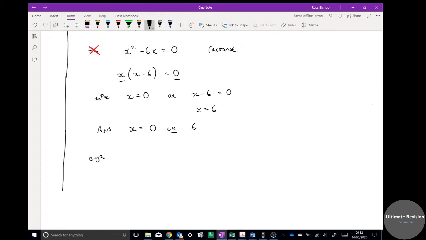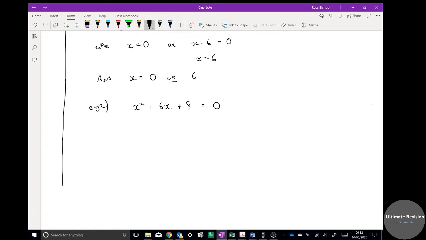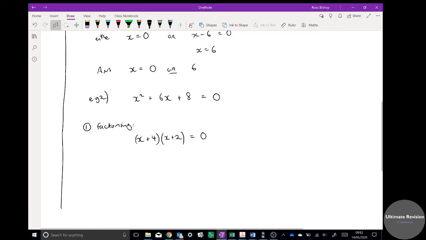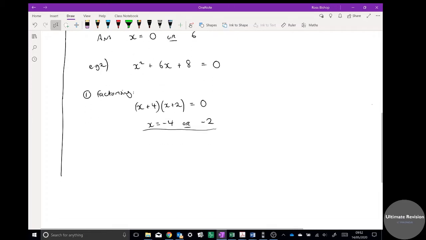e.g. 2, let's solve this one. Let's go x squared plus 6x plus 8 equals 0. Okay, so it's already equal to 0, so that was always my first step. I'm going to solve this in a number of ways. So I'm going to solve it first by factorising, because this one does factorise. Now if I was to factorise this, it's got to multiply to 8, add to 6. I'm going to get x plus 4, x plus 2, and then x is going to equal negative 4 or negative 2. Okay, that's option 1, probably the best option for this particular example.